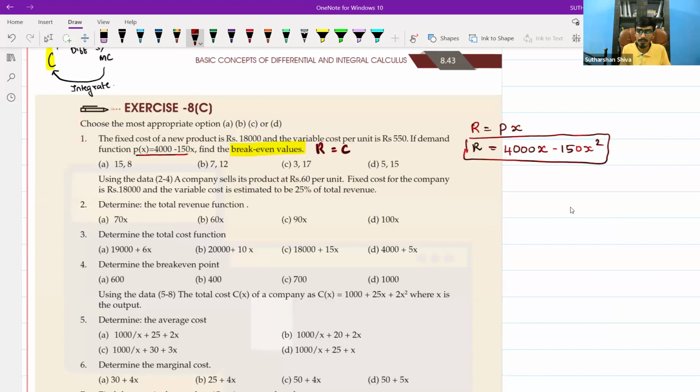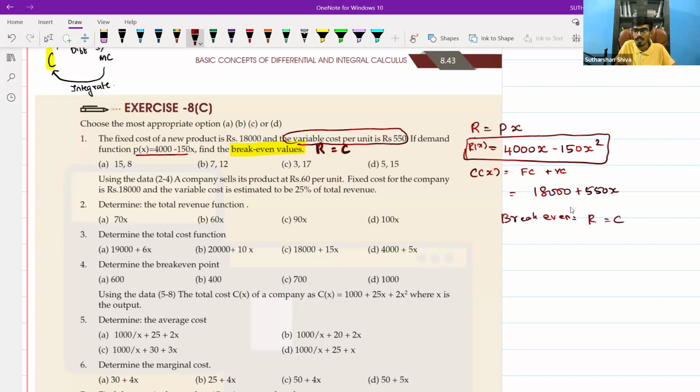Then what is my cost function? If I say revenue function, it is R of X. So what is my cost function? The cost function is nothing but fixed cost plus variable cost. That is a simple universal concept. Total cost is nothing but fixed cost plus variable cost. Here the fixed cost given is 18,000, plus the variable cost per unit, which is 550, so it is 550X. It depends on the output. Variable cost changes.